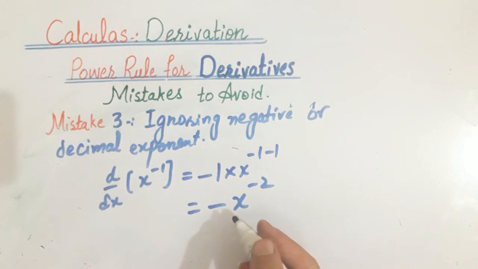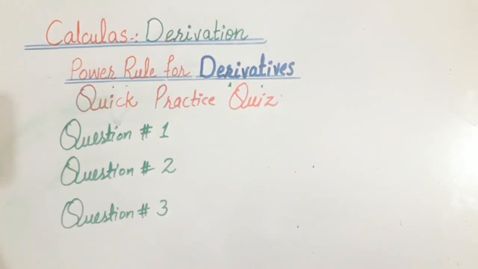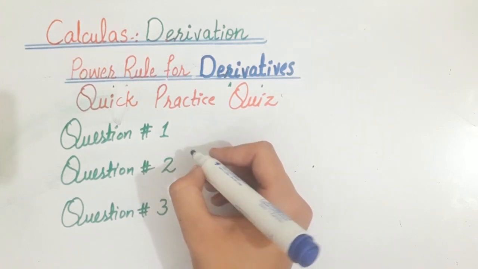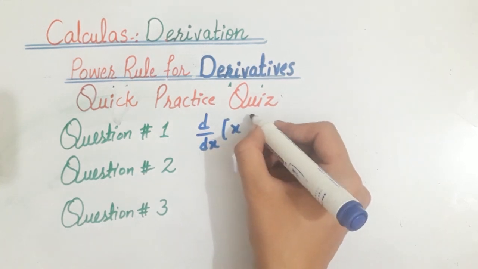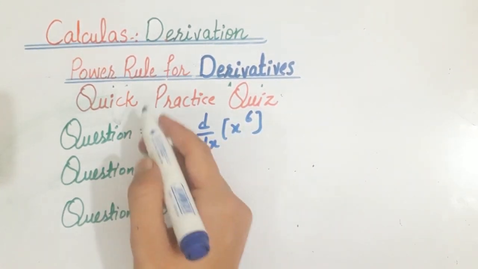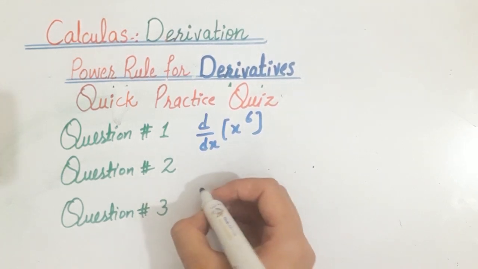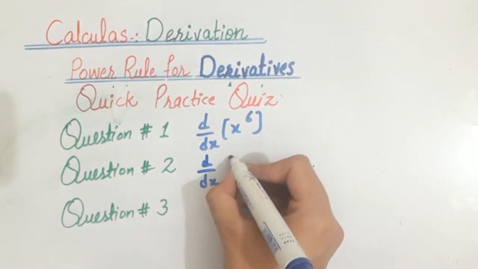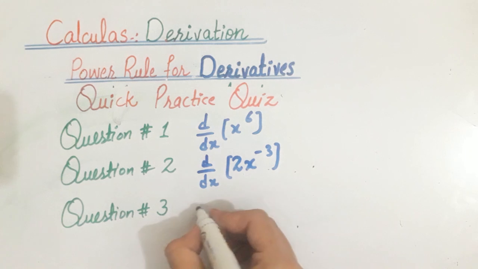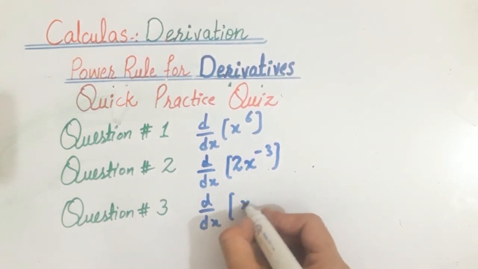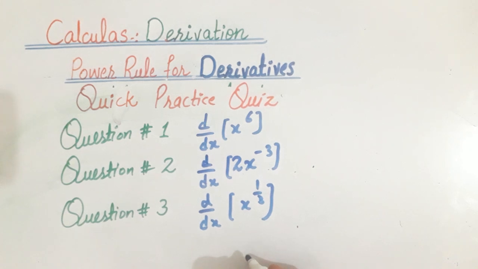Now in the last, a quick practice quiz for you, and you will write the answer in the comment section. Here are some questions you will have to do. First of all, d by dx of x raised to power 6. You will apply the power rule and write the answer in the comment section. Other one is d by dx of 2 into x raised to power minus 3. And the third one is d by dx of x raised to power 1 by 3. So if you got these right, you have understood the power rule.